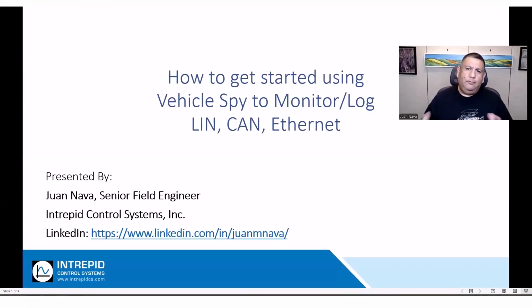So if you're new to Vehicle Spy, I want to cover how to set it up from scratch to be able to use databases in order to see LIN, CAN, and Ethernet data. I'm also going to cover how to do a little bit of data logging on top of that. I'm going to cover it briefly, but it'll hopefully get you up and running.